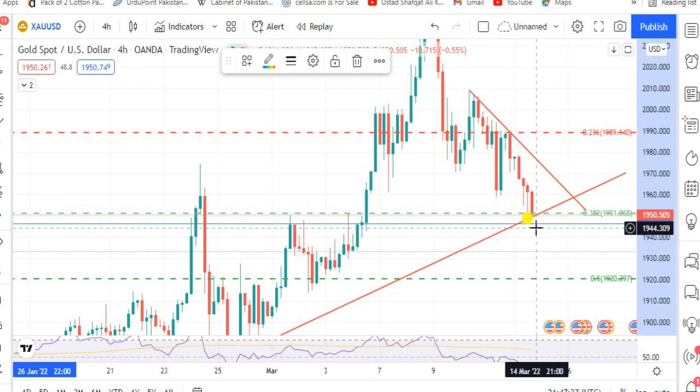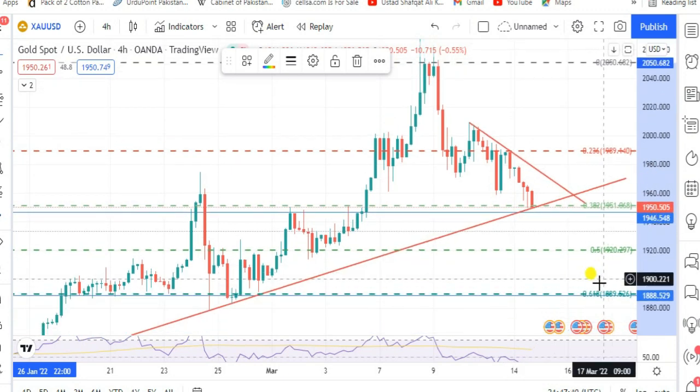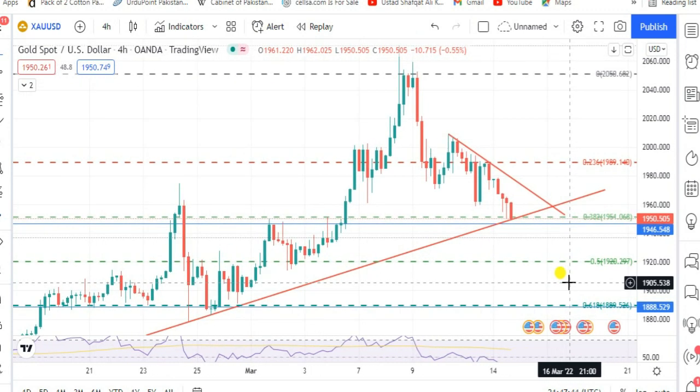So if gold gives us a closing below 1940, or if gold closes on the daily time frame at the 1940 area, then we have to look for sell trades. And I have mentioned that our next sell target would be that the market should go at least till 1888, because this would be our next buying zone entry.